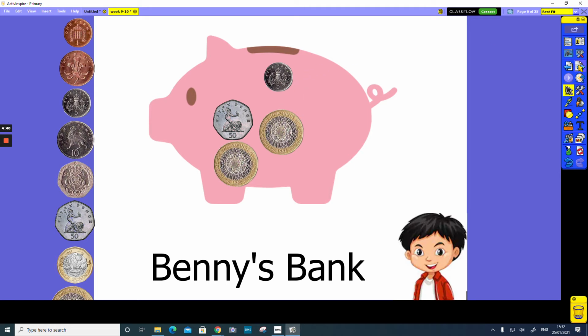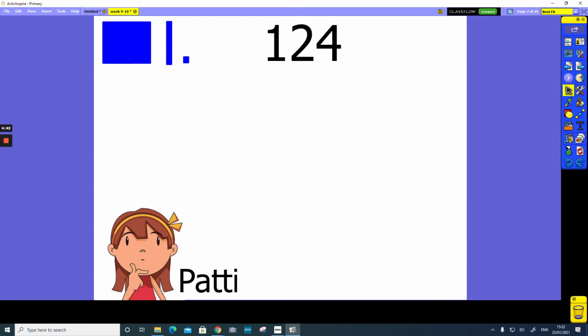Well done, Year 3. Can you make 124 using the Dean's blocks? On the piece of paper in front of you, write, draw or represent 124 using the Dean's blocks. Press pause and press play when you're ready to check your answer.